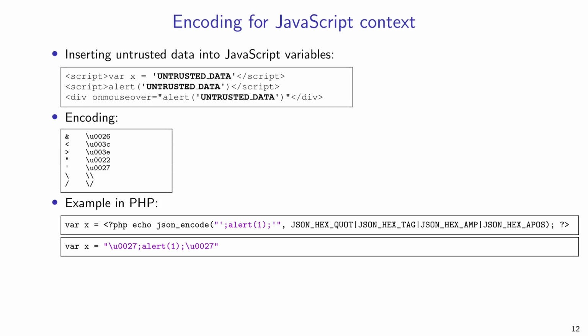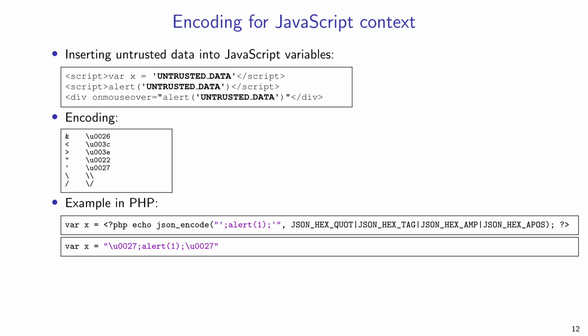As you see, our attack payload here has been properly encoded and made JavaScript safe. Also note that for security reasons, JSON encode will return the result in double quotes as you see here. So these double quotes here are part of the JSON encode output. Therefore, we did not put quotes around this code here.